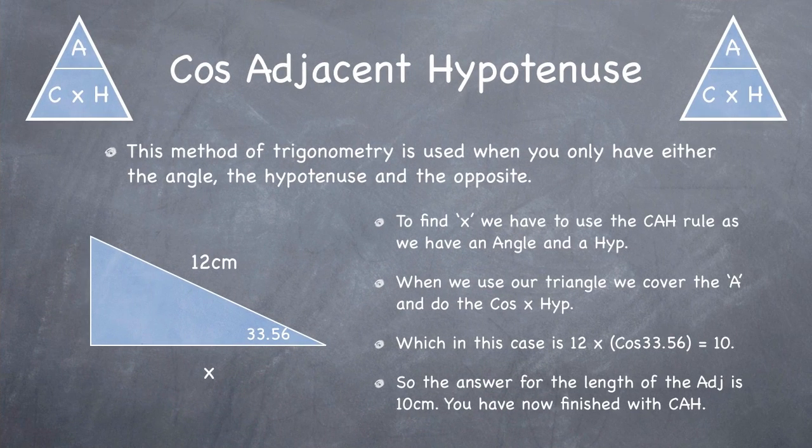The final way to use the CAH rule is to find the adjacent. So we're going to cover the A, which stands for adjacent, and do the cos of the angle times the hypotenuse, which in this case is 12 times cos 33.56, which equals 10. Right, we're now finished with the CAH rule.